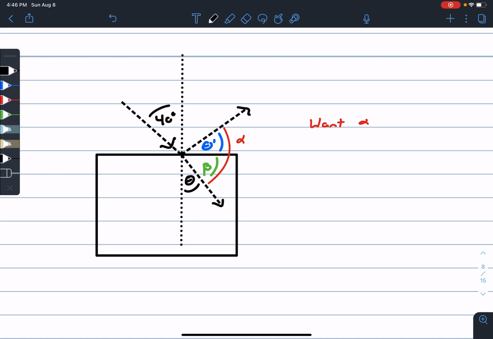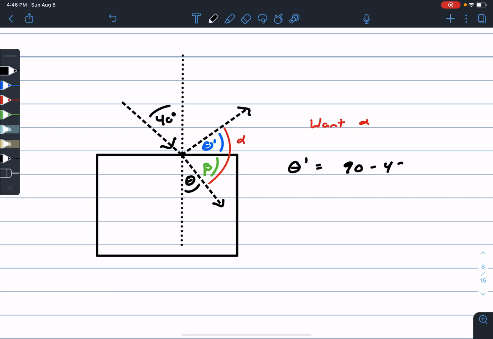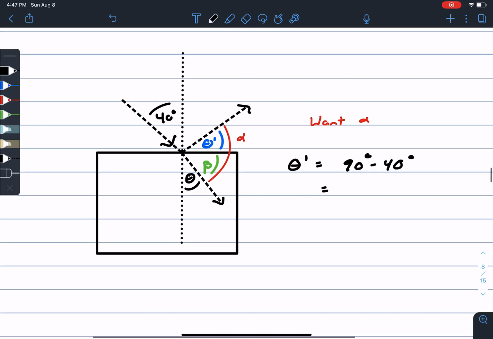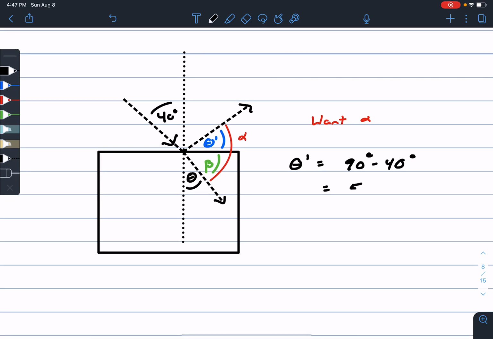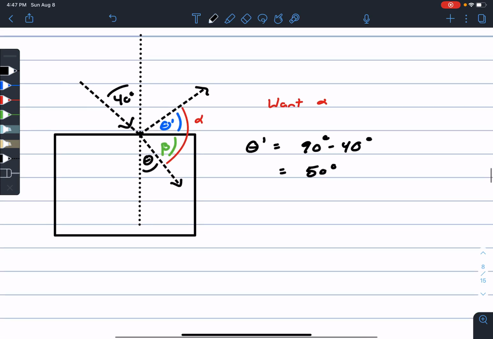Okay, so let's first figure out what is theta prime. Theta prime is going to be 90 minus 40 degrees, which gives you what, 50 degrees. So this is 40, 90 minus 40, 50, so then this is going to be 50 degrees, right? Okay.